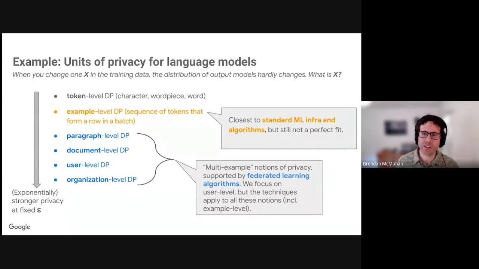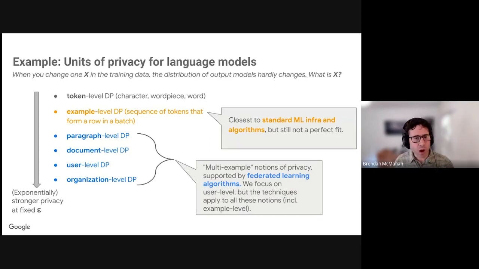Writing the definition in this way makes it really clear that a really important component of the definition is what is X. Language models are an interesting example here because there are a lot of potential choices for X. You could imagine changing, for example, a single character or word in the training data and not wanting that to have too much influence on the model. I think it's fairly clear that that would be a very weak notion of privacy.